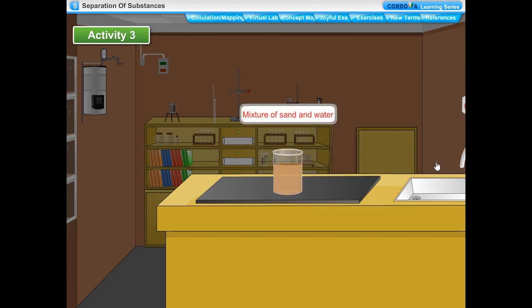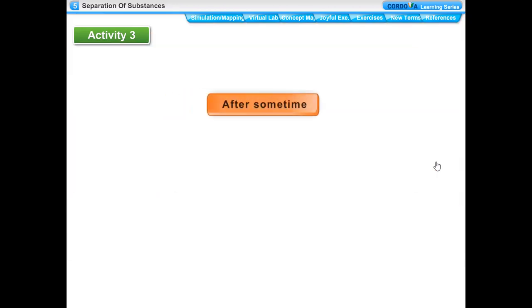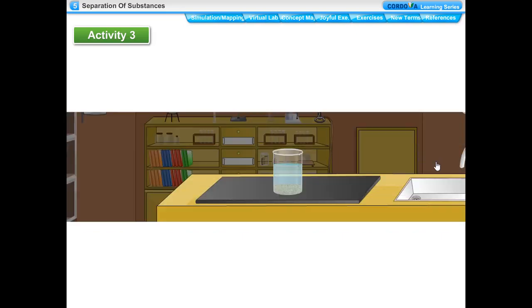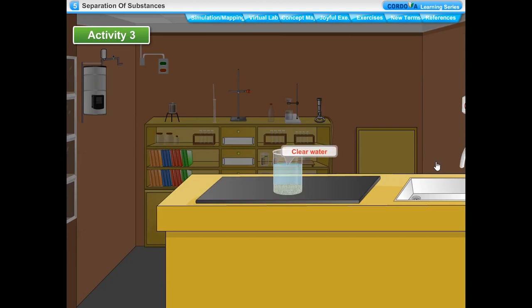Method: take a mixture of sand and water in a beaker. Allow the mixture to stand undisturbed for some time. On doing so, you observe that the heavier sand particles settle down at the bottom of the beaker. This layer of sand is called sediment. When the sand settles down, or we say sediment is formed, clear water is left above the layer of sand. This process is called sedimentation.